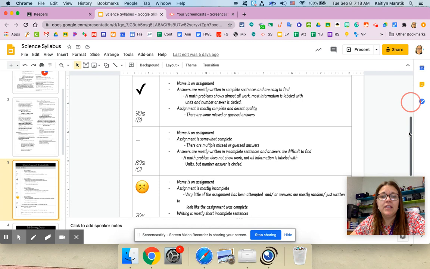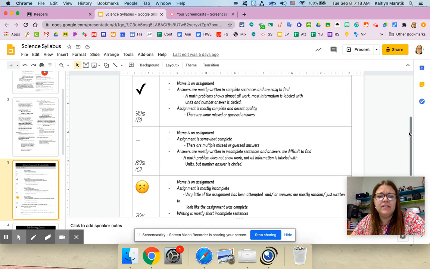A check means it's coming in. There's answers mostly in complete sentences. They're mostly easy to find. Problems show most of their work, and the assignment is mostly complete and decent, but it's not like 100% well done, but you really did try. That's what you want to strive for at the least, is that check.